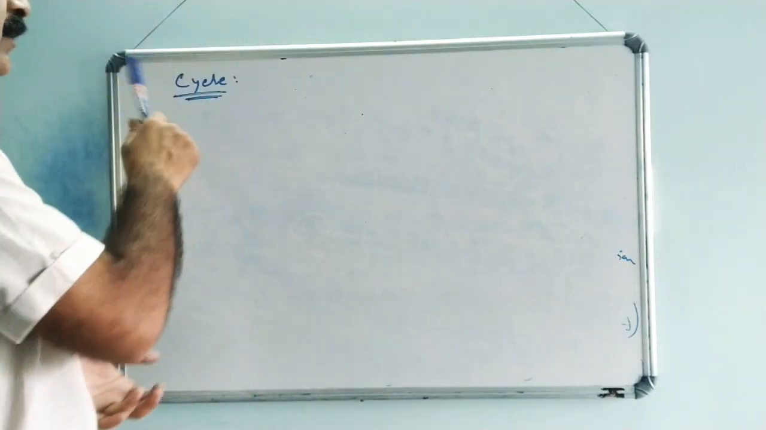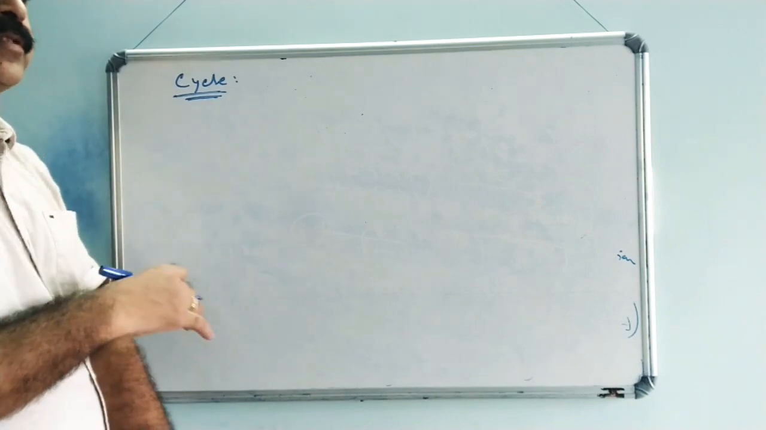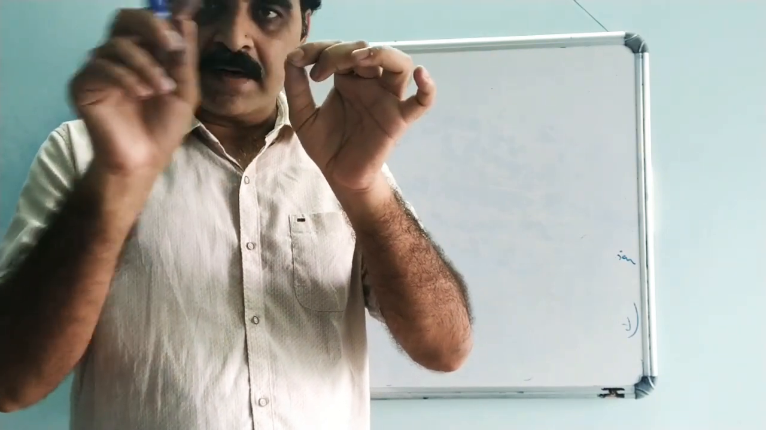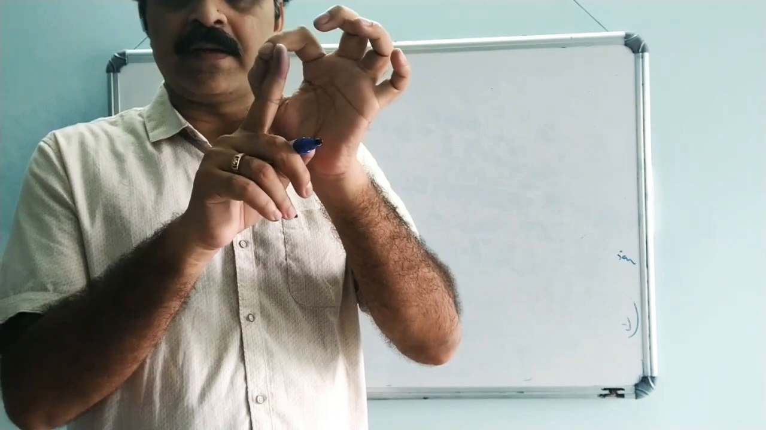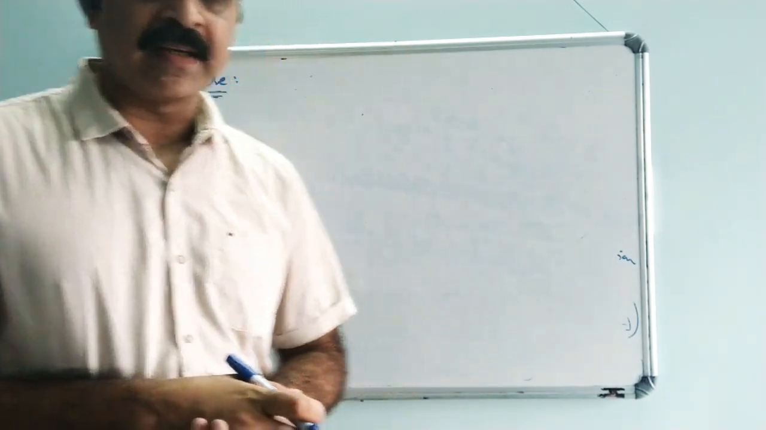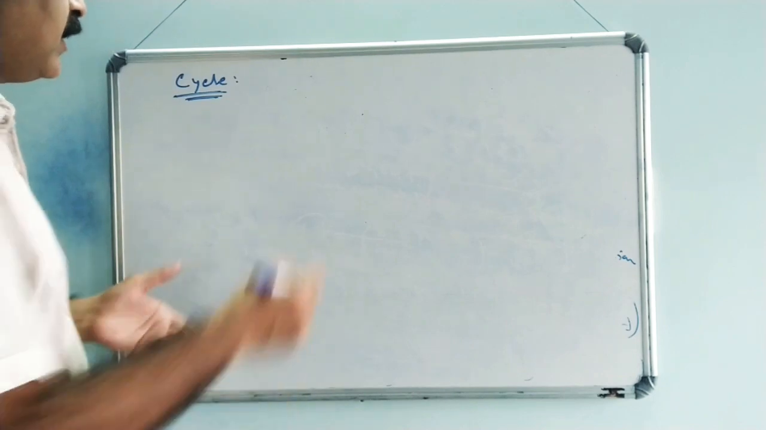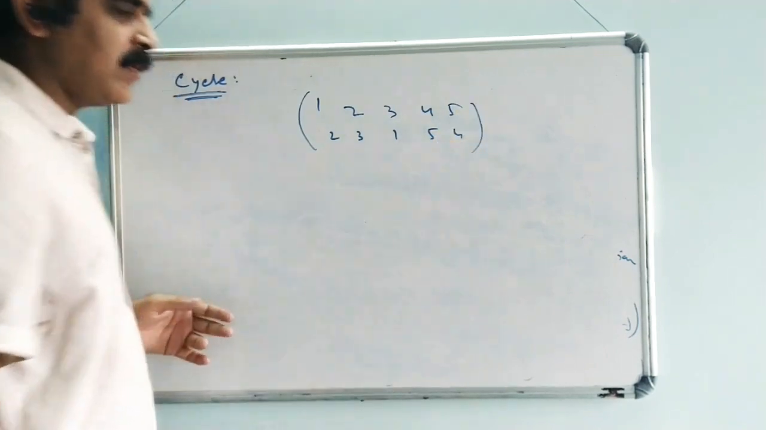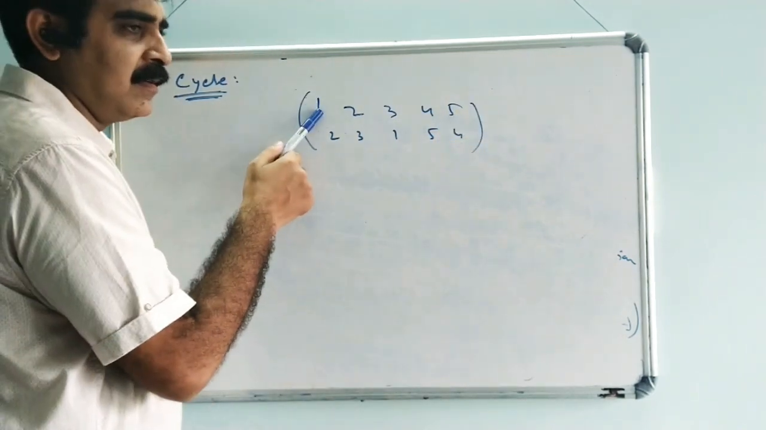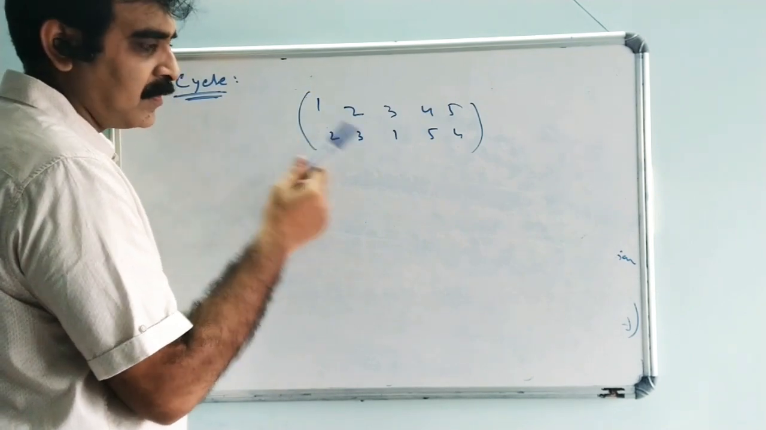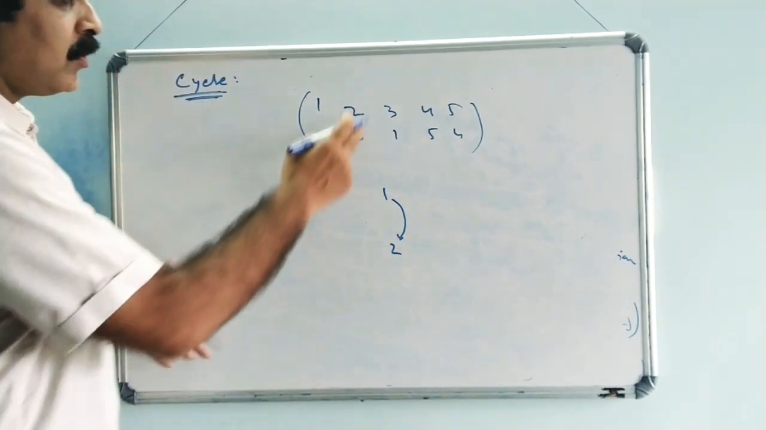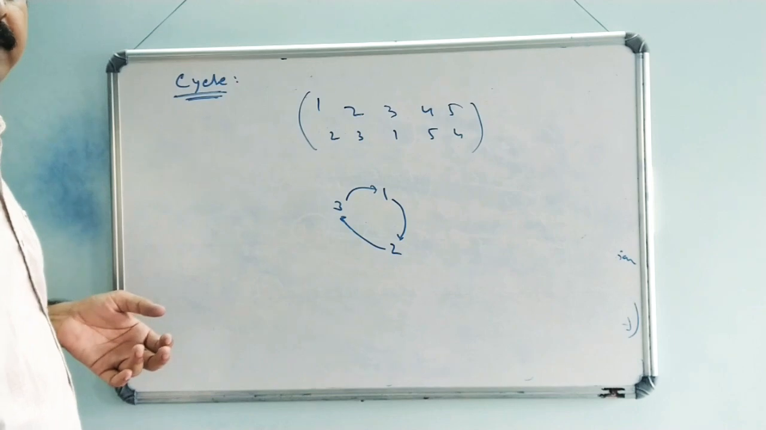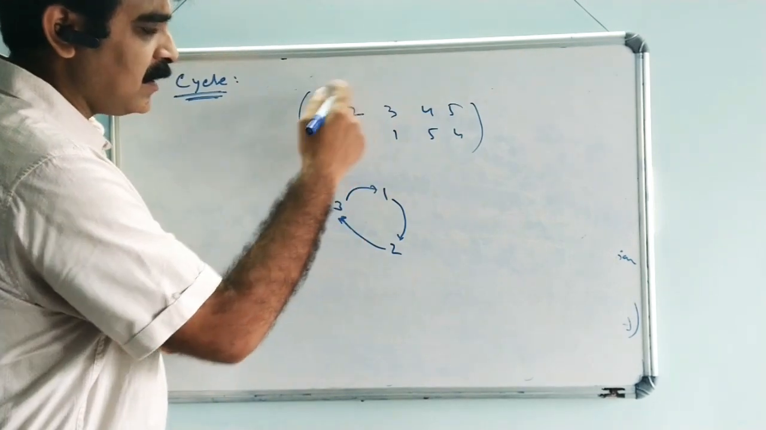Now I will discuss cycles. Cycle means we start from an element, from a place, and travel some path. After traveling, we come back to that element. If this happens, then that is called a cycle. Here we see that if we take a permutation 2, 3, 1, 5, 4, first we start from 1. 1 goes to 2, 2 goes to 3, and 3 again comes to 1. Therefore, this forms a cycle.